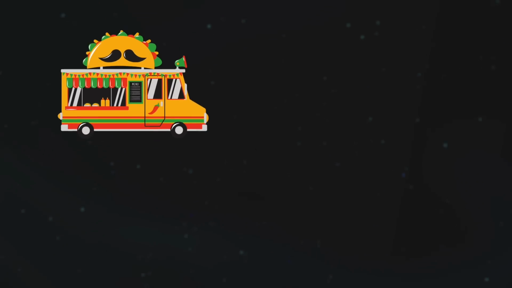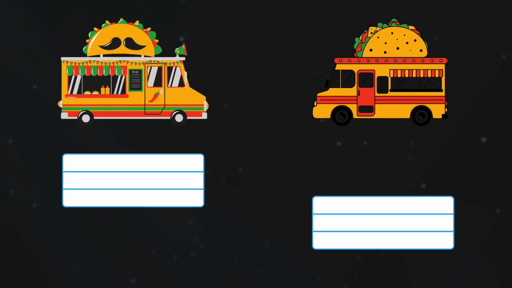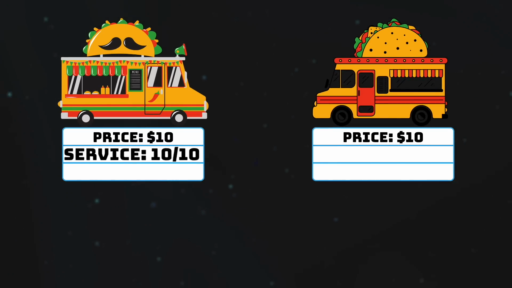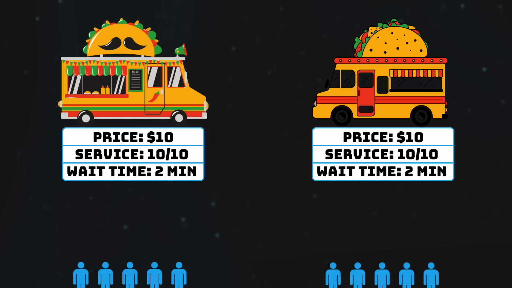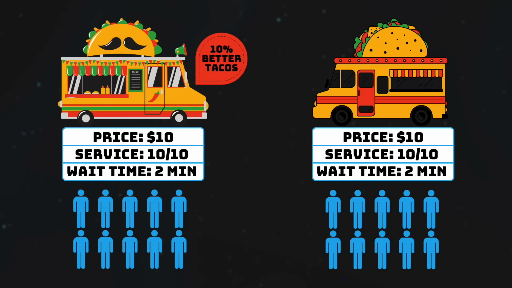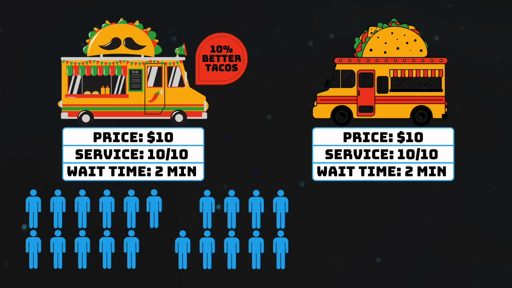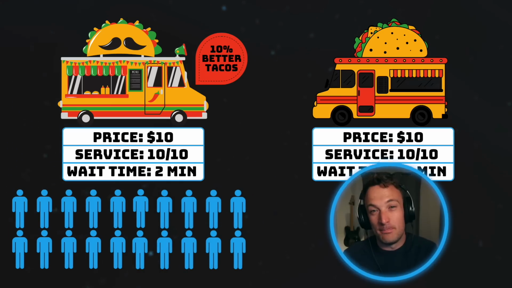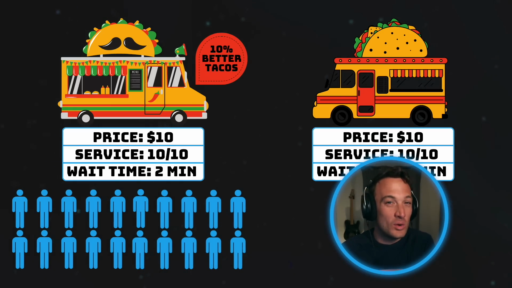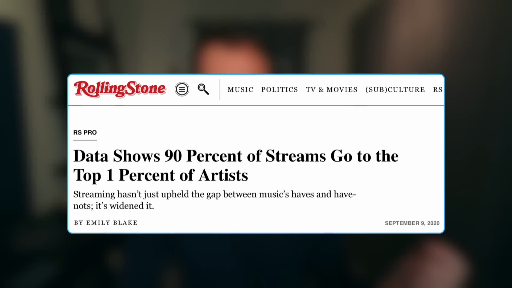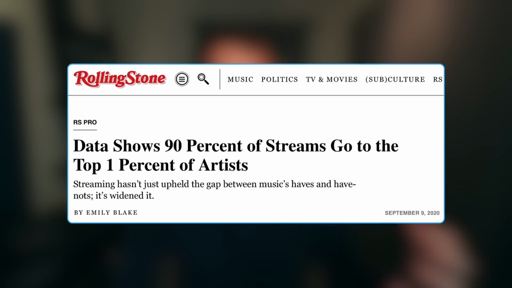Imagine you have a taco truck next to a competing taco truck, and everything is the same. The price, the customer experience, the wait time, it's all the same except your tacos are 10% better. In this case, you don't just get 10% more customers, you actually should get 100% more of the customers. You're selling better tacos at the same price with the same customer experience. The same thing is true in the music industry. If you write music that's 10% better than other people's, you're not just gonna get 10% more streams, you're gonna get almost all of the streams.